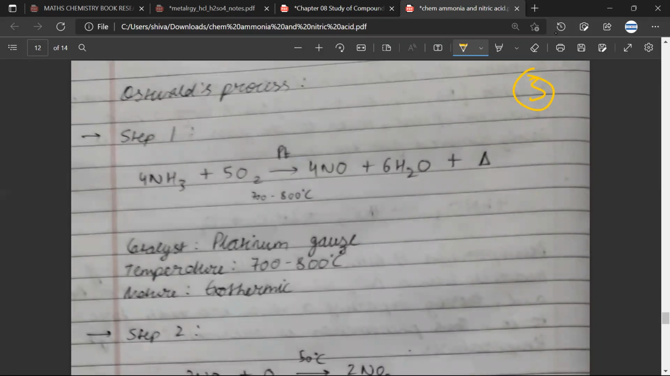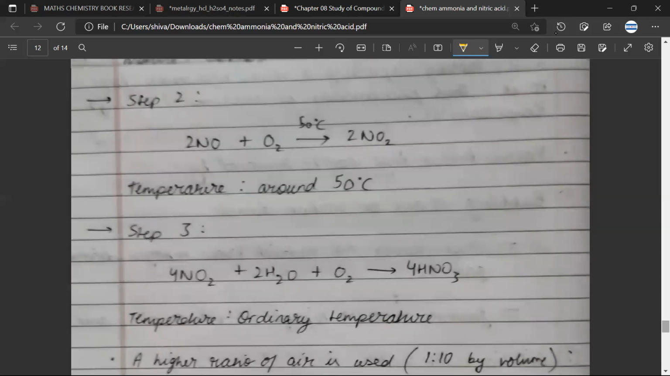Now there are three steps to remember. The first step is to remember this reaction. Ammonia plus oxygen, in the presence of catalyst platinum at 700 to 800 degrees Celsius, gives nitrogen monoxide plus 6H2O, and the triangle is given, which means that the reaction is exothermic. The catalyst used is platinum gauze at 700 to 800 degrees Celsius, and the nature is exothermic as shown over here.